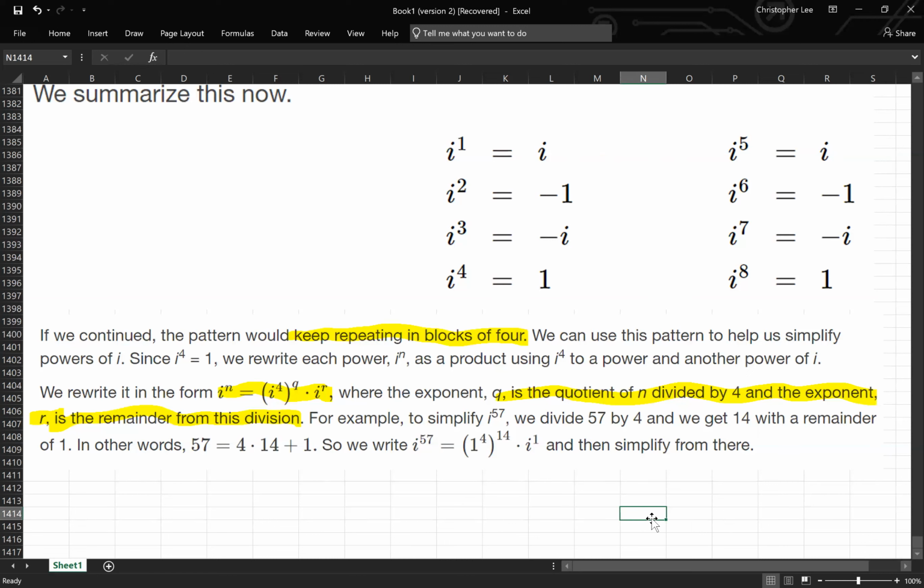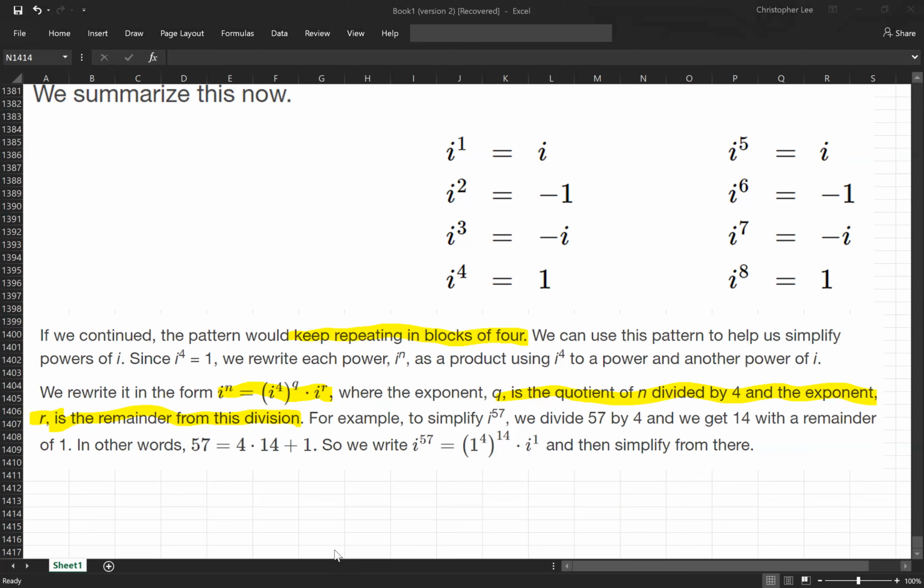For example, to simplify i to the 57th power, we divide 57 by 4. We get 14 with a remainder of 1, right? So in other words, 57 is equal to 4 times 14 plus 1. So we write i to the 57 is equal to i to the 4 power raised to the 14, and we know that that's just going to be 1, times the remainder, which is i to the 1, and then simplify from there, right?